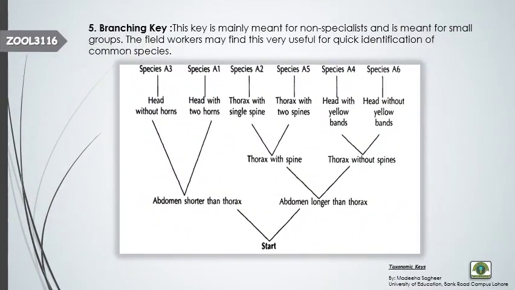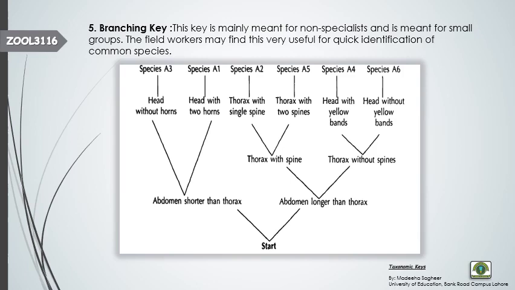A fifth type of the key is the branching key. This is a very simple form of the key, and this key is meant for the non-specialist who can easily read it, and it is very useful in case of small groups. This key is not useful in case of large groups. So we can use this key for quick identification while we are working in the field.